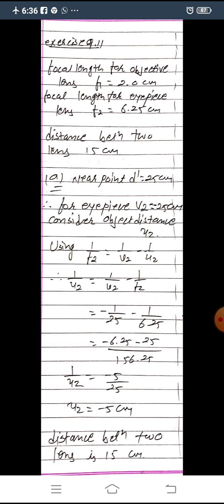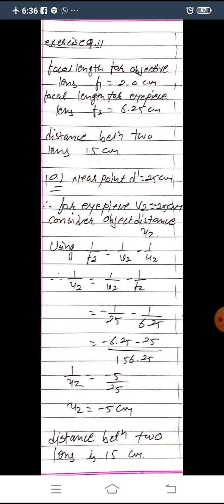The first part of the question is: for what value of the object distance is the final image formed at the near point? We know the near point is 25 centimeters, and this is measured from the eyepiece. That's why we have to start the calculation from the eyepiece lens, because the final image is formed from the eyepiece. That's why D is 25 centimeters. Now for the eyepiece.